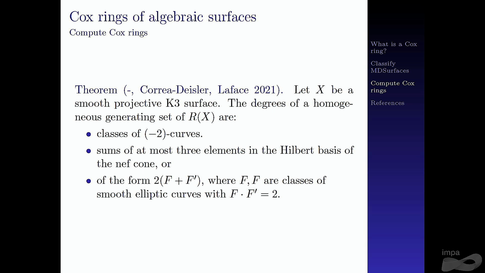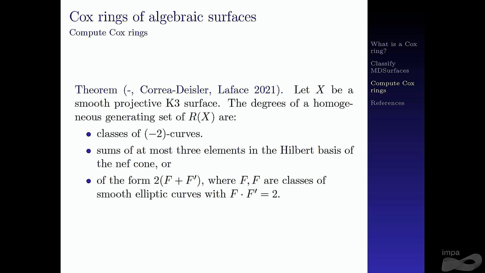So the degrees of generators are either classes of -2 curves, these are the easy ones, or sums of at most 3 elements in the Hilbert basis of the Nef cone, or some exceptions, some classes of the form twice the sum of 2 elliptic curves intersecting in 2 points. This result is optimal in the sense that we have examples of K3 surfaces where there are generators which are necessary in each of these types of degrees.